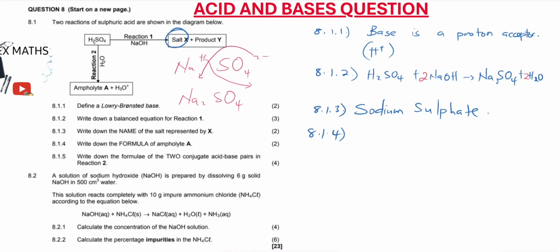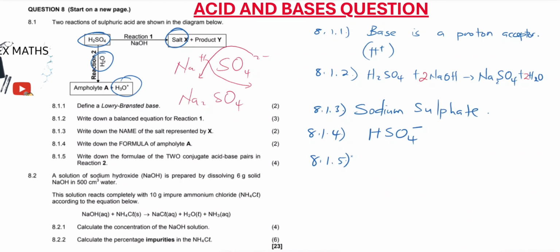So in this case, reaction 2 is the reaction between sulfuric acid plus water to form ampholyte A plus hydronium ion. What we can see is that the hydronium ion comes from water. So meaning water has accepted 1 proton to become H3O+. And this sulfuric acid has lost 1 proton to water. So if it loses 1 proton, meaning 1 hydrogen is gone, we'll be left with 1 hydrogen and the SO4. Since 1 positive charge is gone, it will remain negatively charged. So the ampholyte A that is formed there is HSO4-.